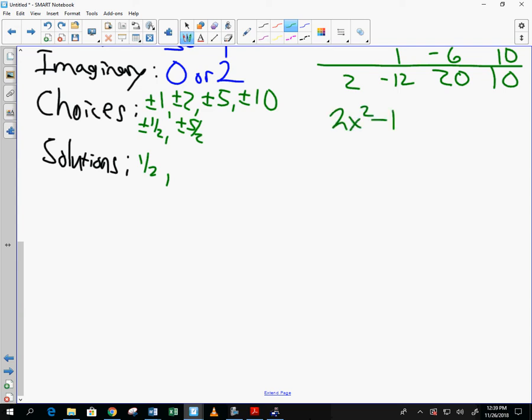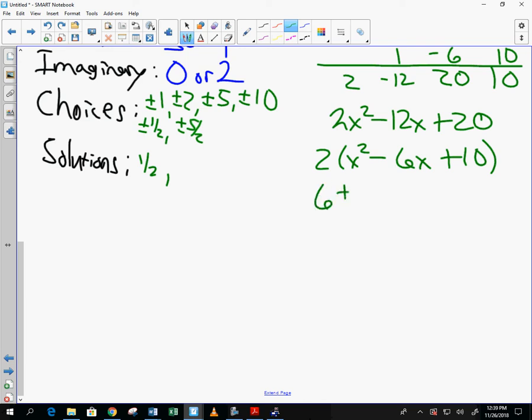2x squared minus 12x plus 20. Does that factor? You take out a what? Take out a 2. You get x squared minus 6x plus 10. Does x squared minus 6x plus 10 factor? No, so what do I have to use? Quadratic formula. Fortunately, we're really good at it. Just think if we weren't very good at it, then it would be a really bad deal. But we're really good at it.